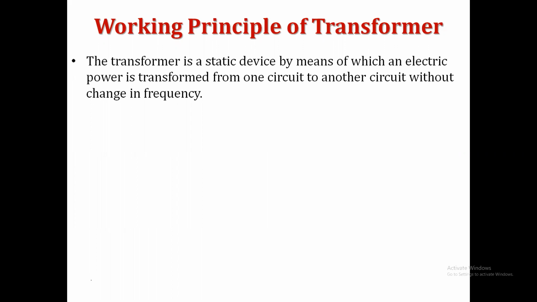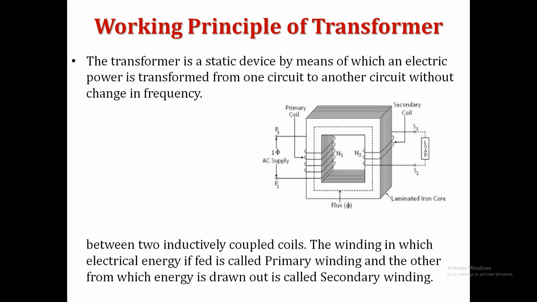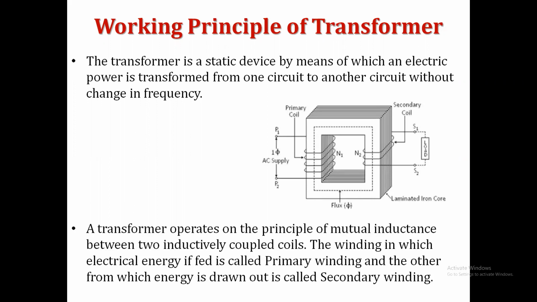The transformer is a static device by means of which an electric power is transferred from one circuit to another circuit without changing its frequency. This is the definition. This is the basic construction of the transformer here. Okay. Then a transformer operates on the principle of mutual induction between the two inductively coupled coils.